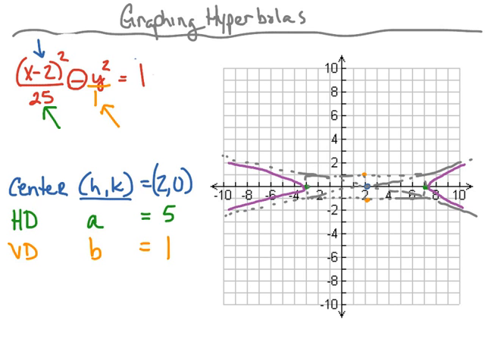Now remember guys, these points right here are called vertices. These 2 points over here that you see here would be called co-vertices. Alright.